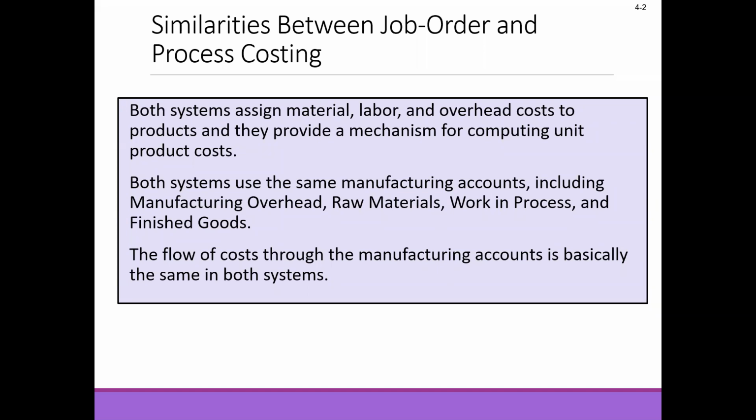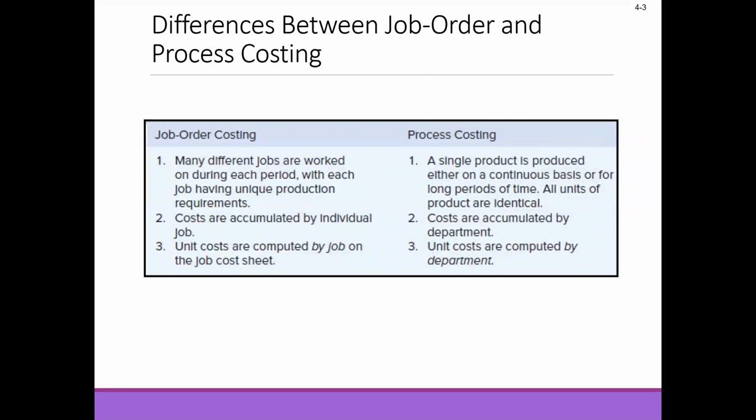Both of these systems take manufacturing accounts, such as manufacturing overhead, raw materials, work in process, and finished goods, just like we've done in the previous chapter. So the flow of cost is going to be similar in both types of costing systems. Now, with job order costing, there's different jobs that are all worked during the same period, and each job might have unique aspects to it.